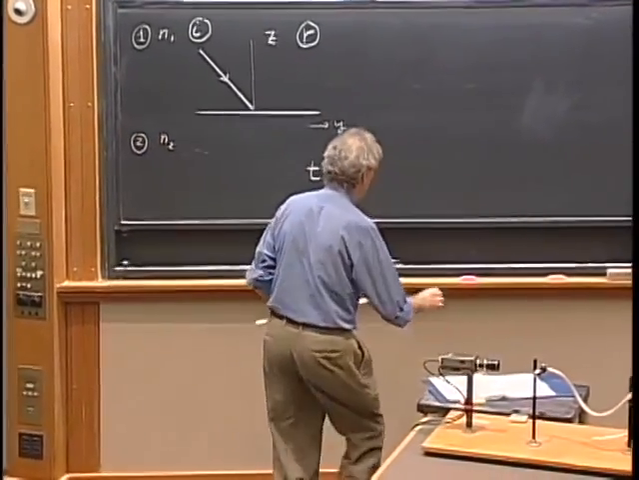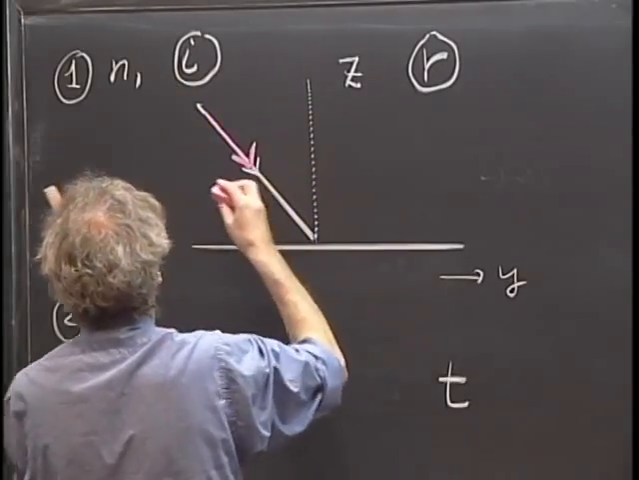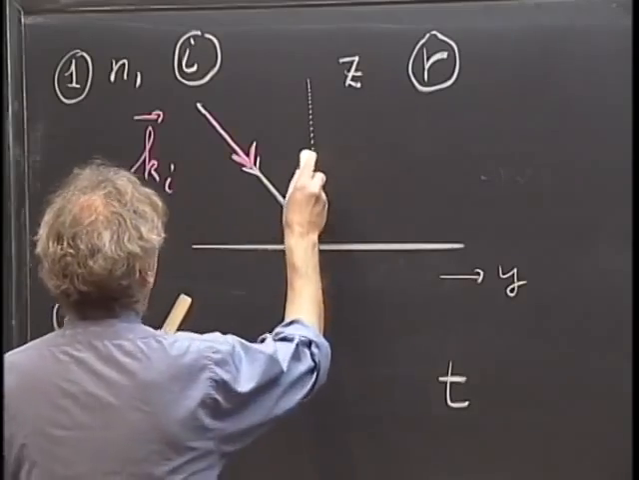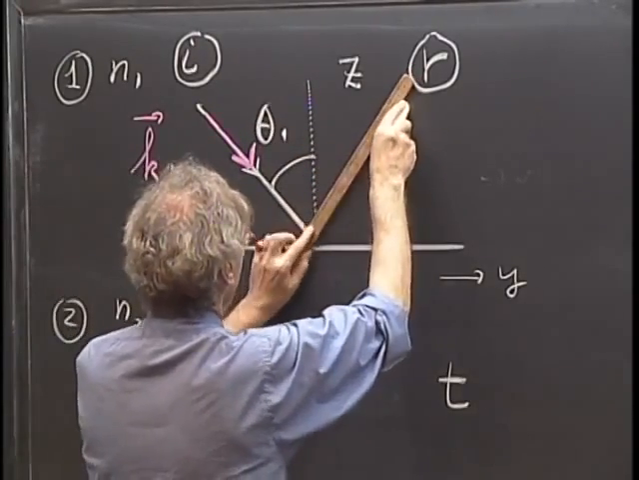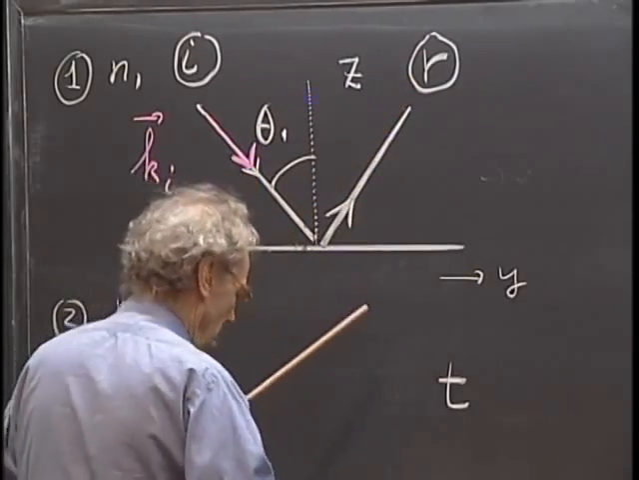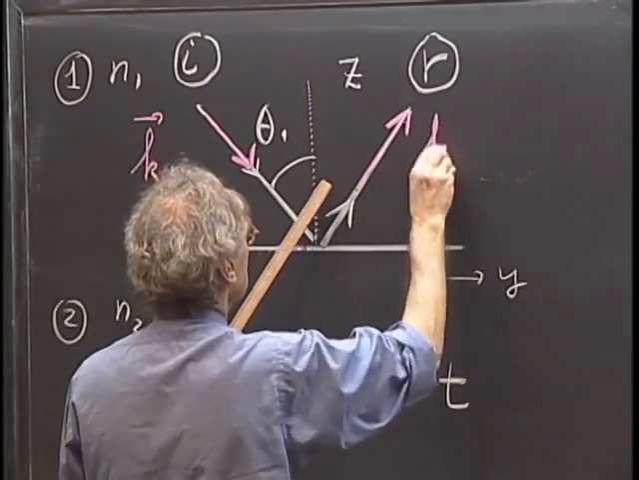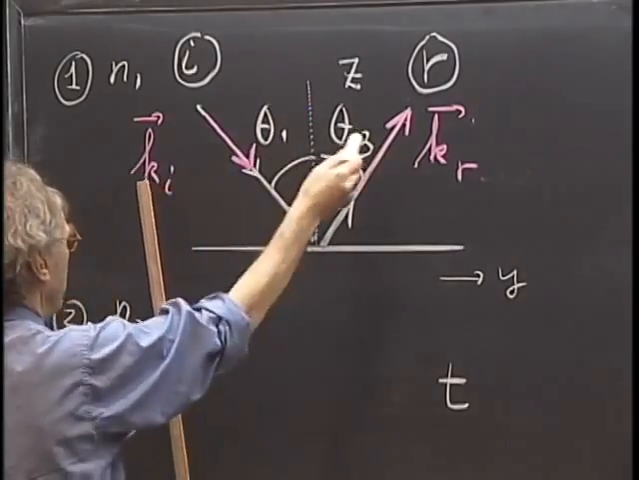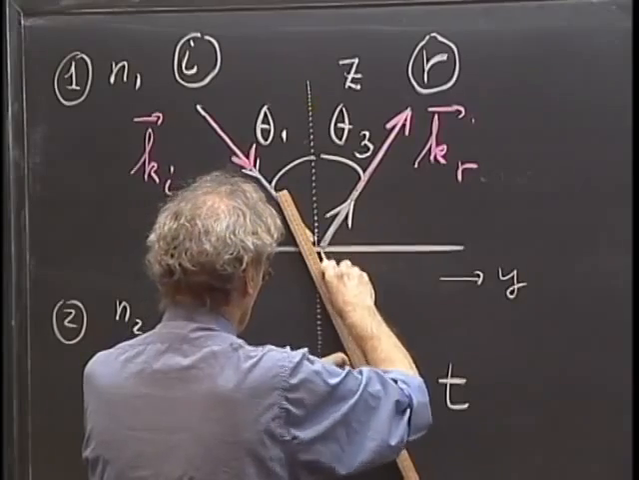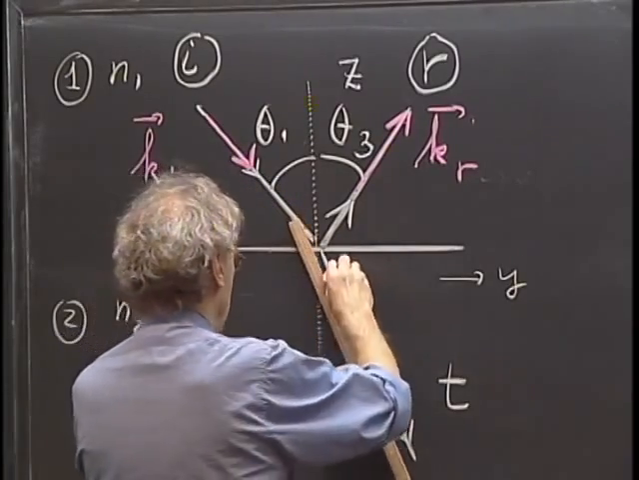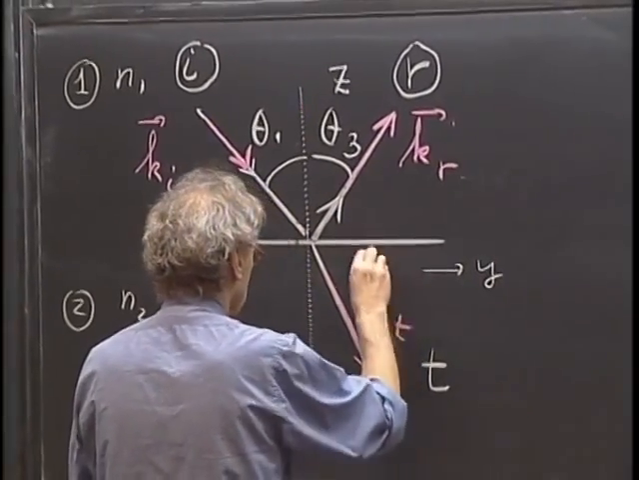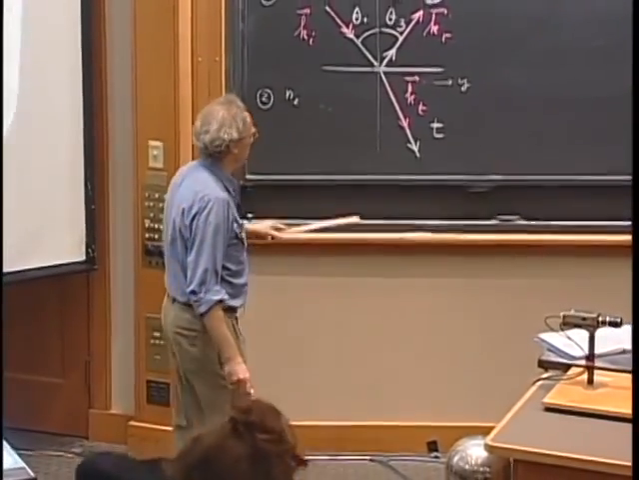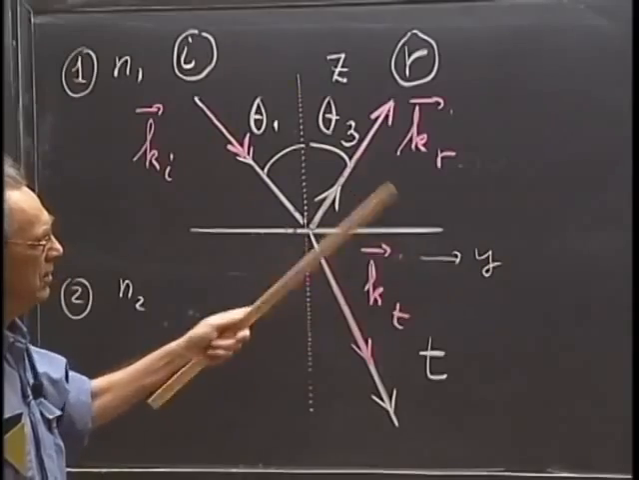And so there is here a k vector. And this then is k of the incident radiation. I call this angle theta 1. And then there will be a reflection at this surface. And so I'm going to put in here k reflected. And this angle I will call theta 3. I will show you shortly that theta 1 is the same as theta 3. And then some of that radiation goes into the second medium, and I have here k transmitted. The magnitude of these two k vectors is, of course, the same, because lambda is 2 pi divided by k, but the magnitude of the k vector here is different, because the two have different indices of refraction.